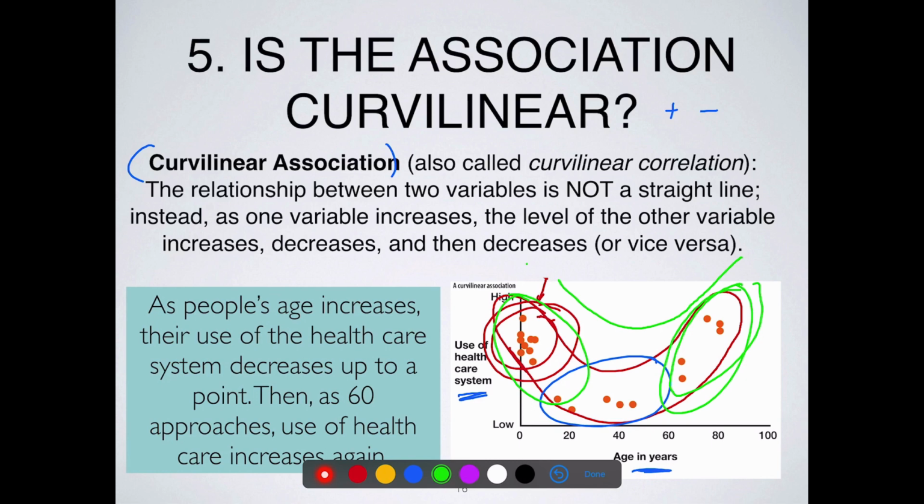For this type of association claim, I would describe something like this, then ask you what type of association correlation are we dealing with? Is it positive? Is it negative? Is it curvilinear? So keep that in mind.